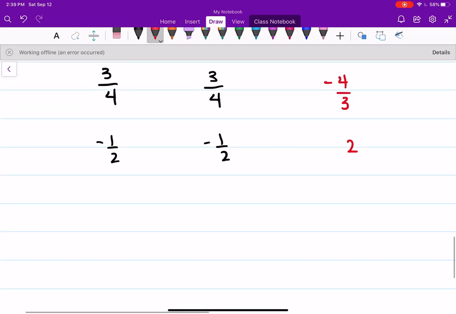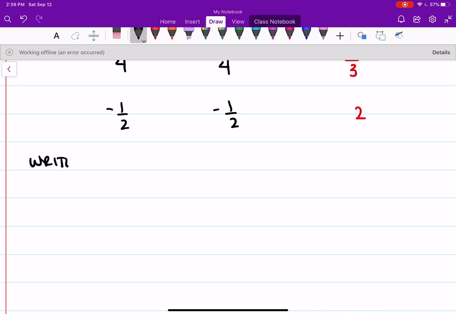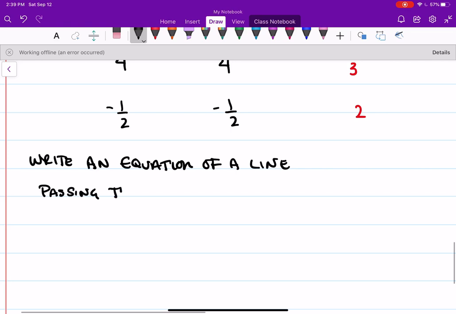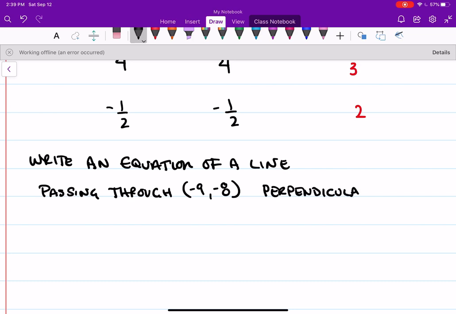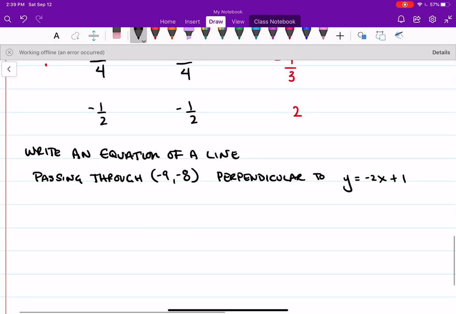So the question that it's going to give you is going to be this way. It's going to say, write an equation of a line passing through (-9, -8), but it is going to be perpendicular to y equals -2x plus 1. Okay, so here is more of the equation they're going to talk to you about.